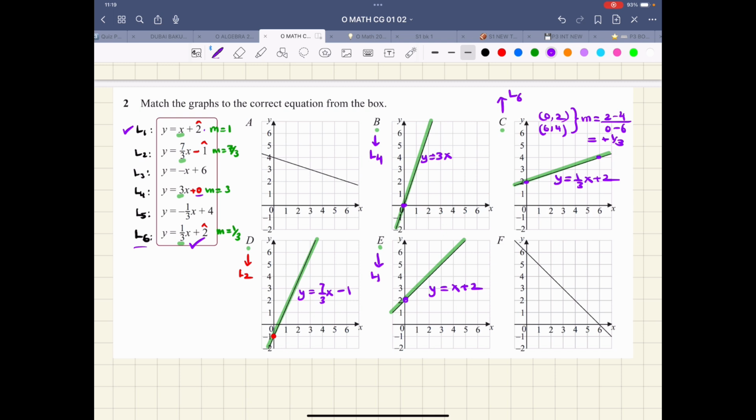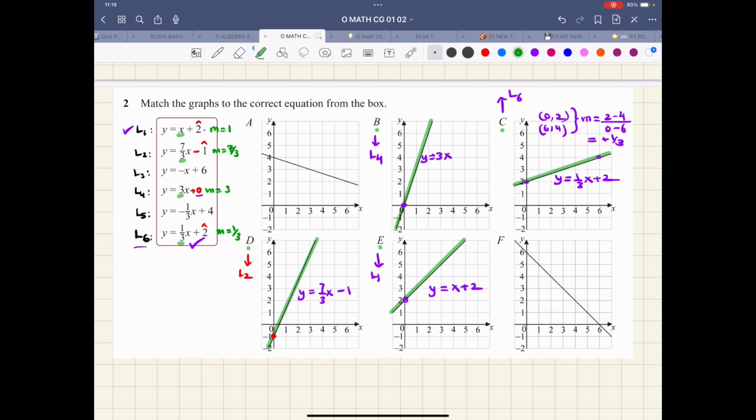There is no need of even calculating the gradient. Why? Because there were two lines with a y-intercept of 2. This one has a gradient of 1/3. So that is this one. And this has a y-intercept of 2. It has a gradient 1. Even if you do the calculation, the gradient will come out to be 1. As you can see over here, you move 1 right, you move 1 up. You move 2 right, you move 2 up. That means the gradient is 1 because change in y over change in x is equal.